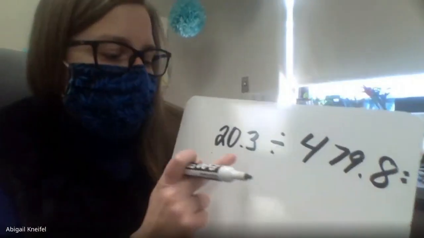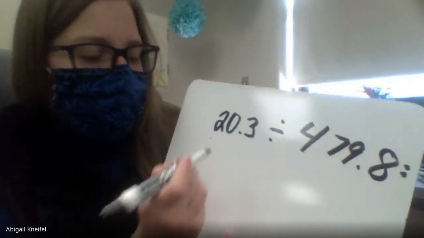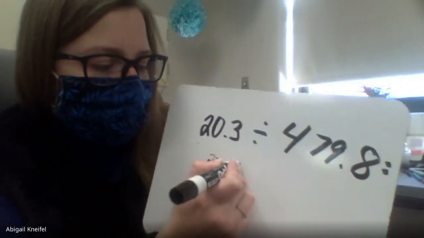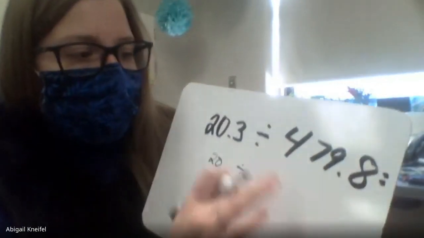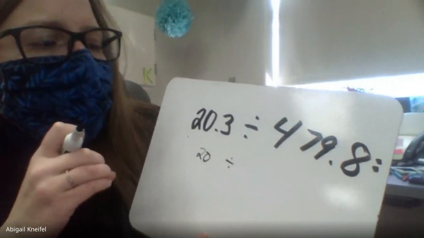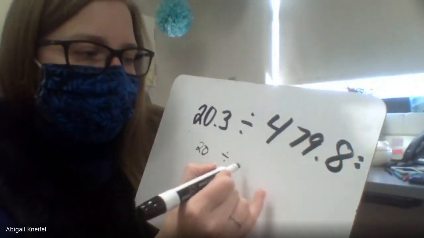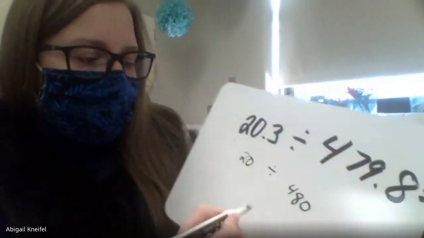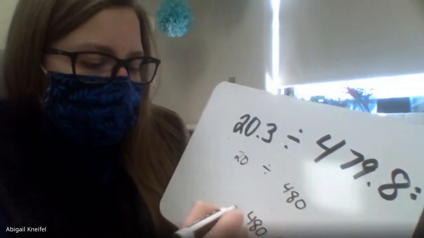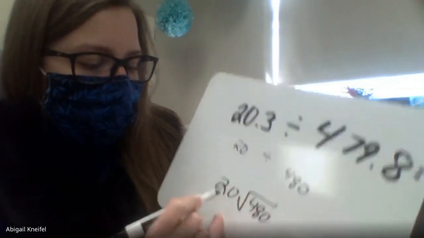So I'm first going to look at 20.3. Well, 3 is less than 5, so I'm going to make that plain 20. And then 479.8. That 8 is bigger than 5, so I'm going to make it 480. And then I'm just going to do some regular division, which we know how to do.